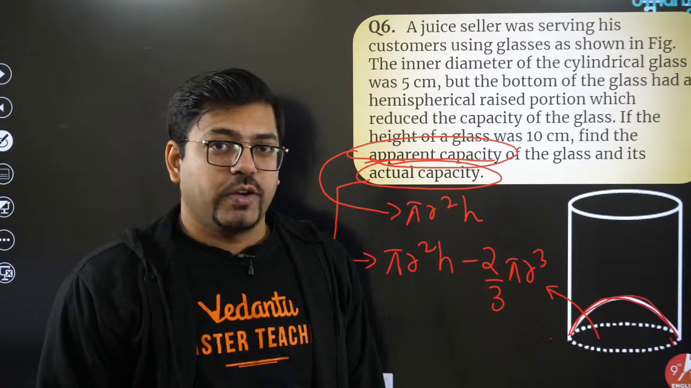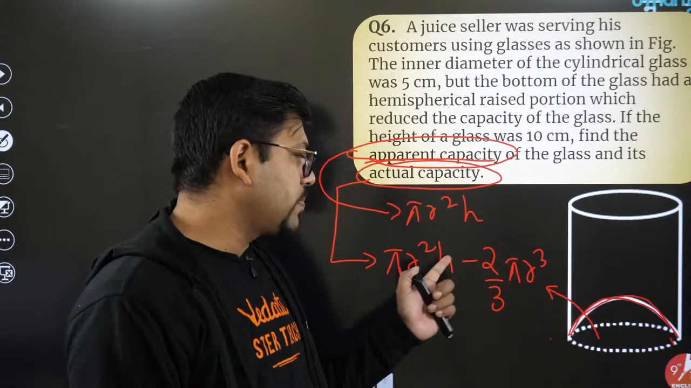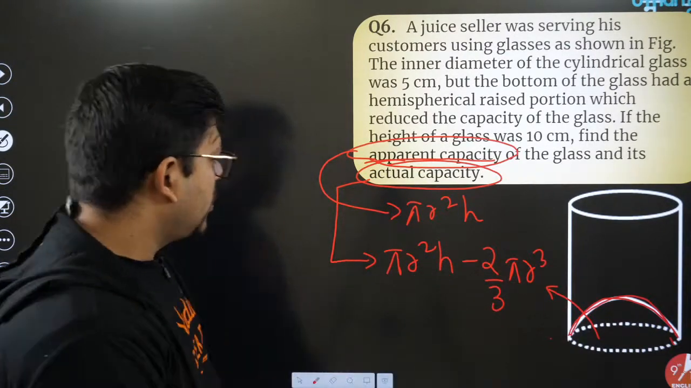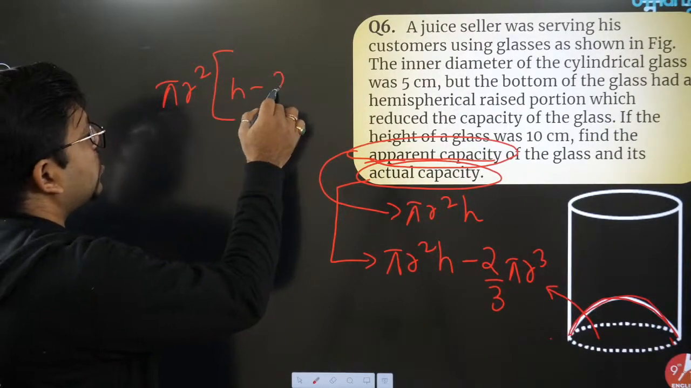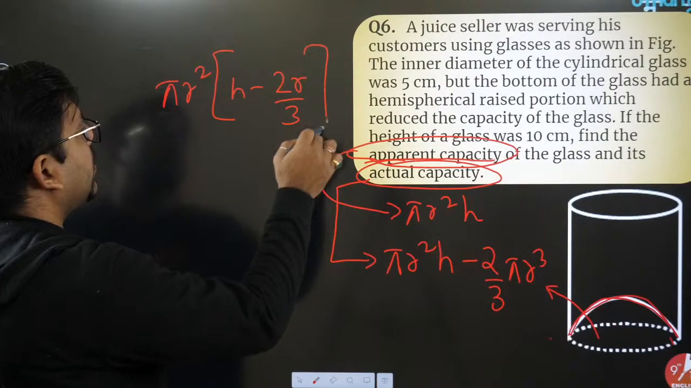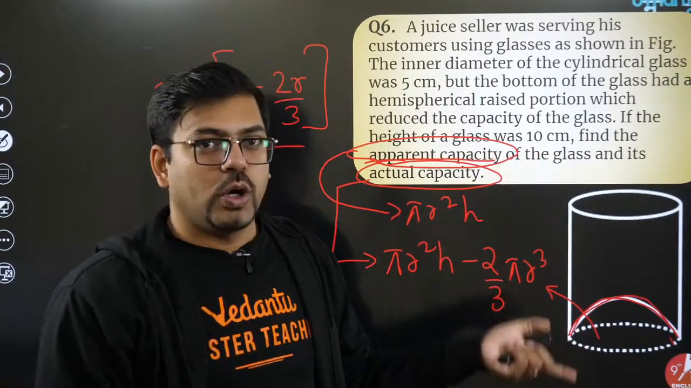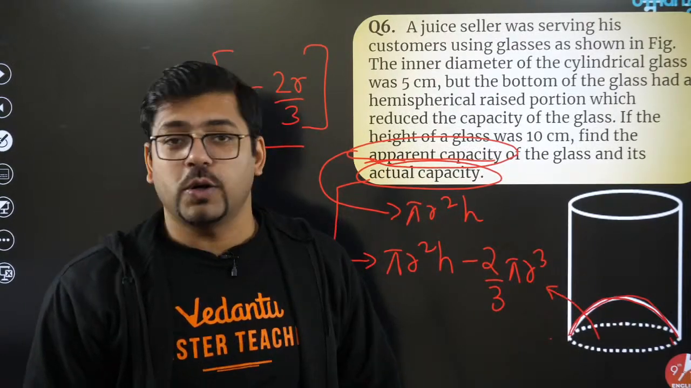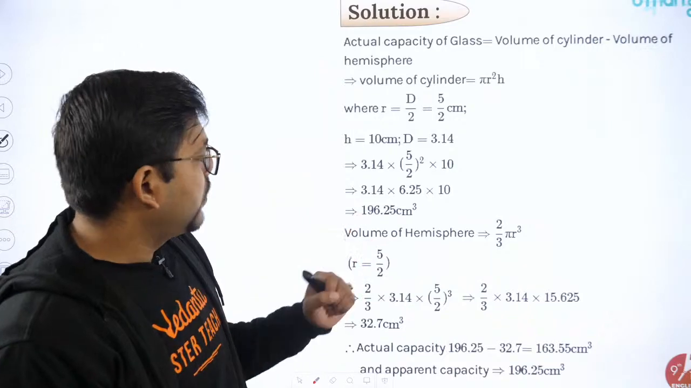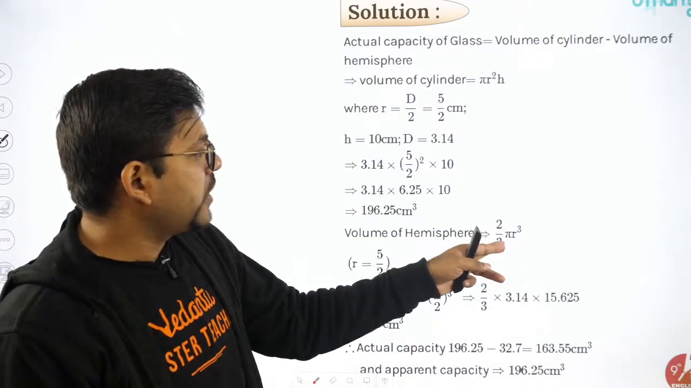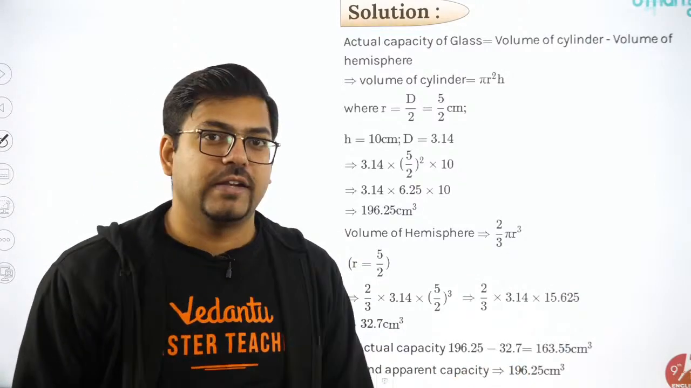Chalo, very good. So if all of you got it, that's fantastic. So you can take out pi r square common, and then h minus 2r by 3 will be common, and hence you will be able to get the answer. You have to just put the values. All the values are given. Okay. Chalo. If you all understood, that's great. Let's move on. So the same formula, 2 by 3 pi r cube and then pi r square h. So you have to subtract that and then you get the final value.